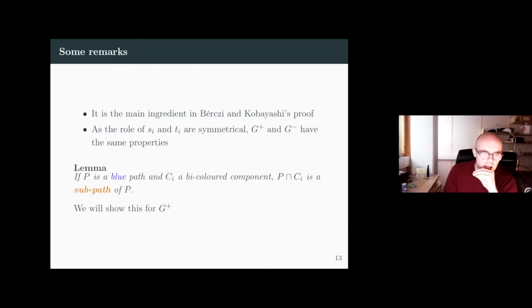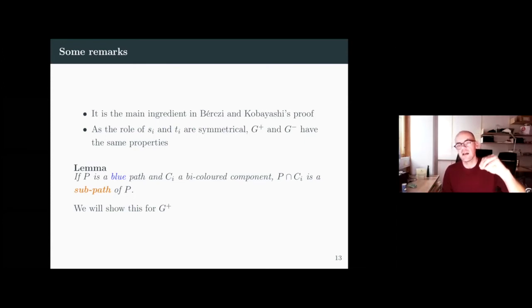And the first lemma that I really want to explain here is the following one. It says that suppose P is a blue path, the shortest path in the blue component, and CI is a B-colored component, let's say blue and red. Then the intersection of P and CI is a subpath. So these components play nicely with these paths that we're looking for, right? They intersect them on a subpath. And so I have to prove this.